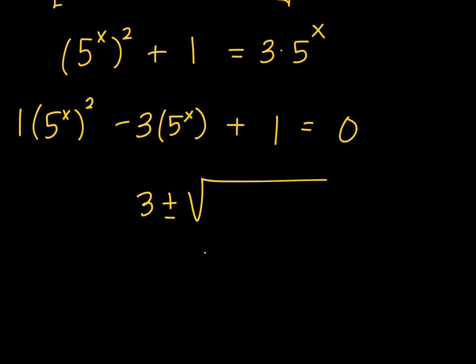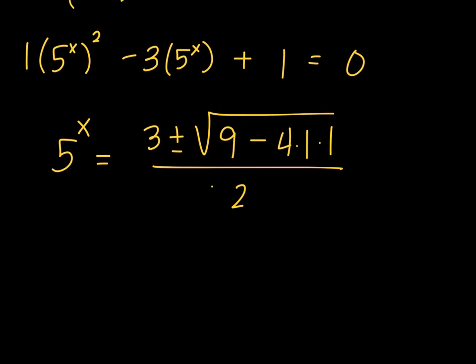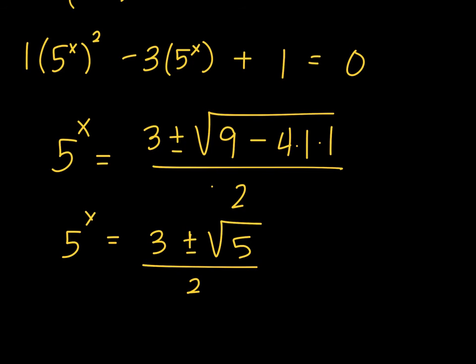Plus or minus the square root of b squared, which is 9, minus 4a. What's a? It's 1. And c is 1, all over 2a. Now it's not equal to x. What's being squared right now? It's equal to 5 to the x. So this becomes 5 to the x equals 3 plus or minus, what's 9 minus 4? 5, over 2. We're almost done. So it's a quadratic, only it's equal to 5 to the x instead of x.